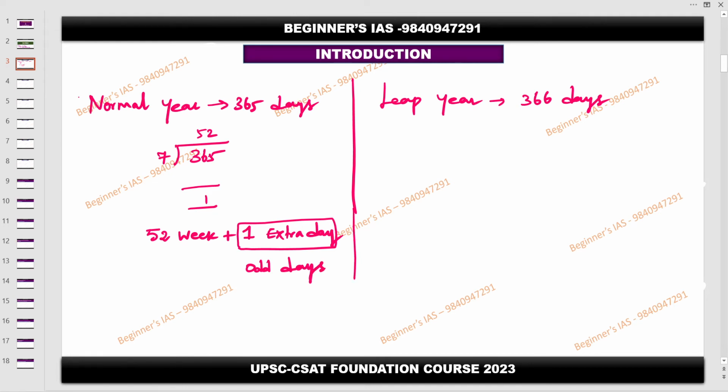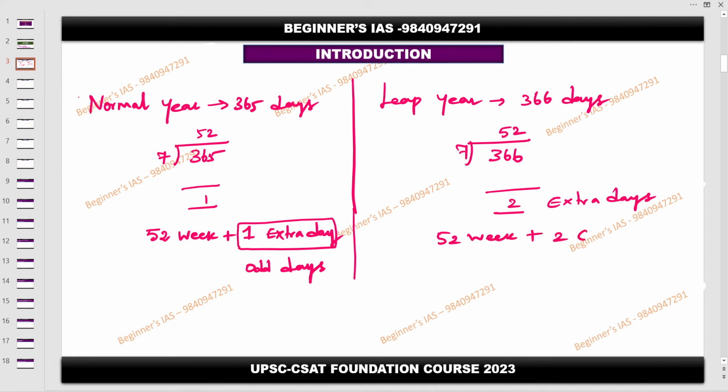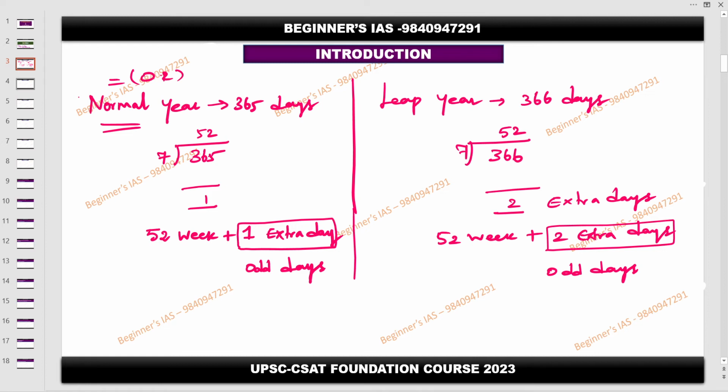In a leap year you get the same 52 weeks, but you will get 2 extra days. So 52 weeks plus 2 extra days. These 2 extra days we call odd days. So this is with respect to a leap year, and this is with respect to a normal year, or else you can call it OR, which is nothing but the ordinary year.